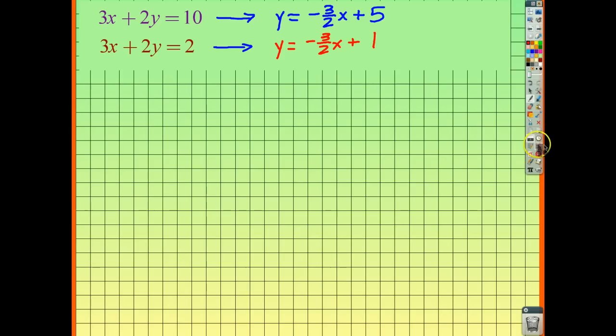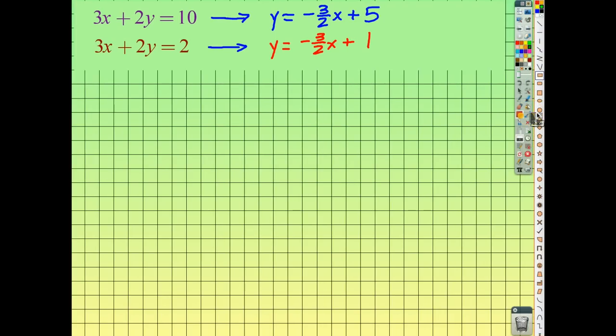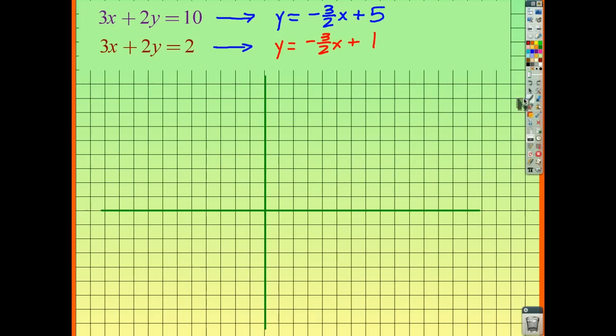Let's go ahead and graph this now. Make an x and y axis here. Make the y axis here, and we'll make the x axis along here. Whoops, I want that to be red. I'd like that to be green. Okay, so that's x, and here's y. Okay, so let's go ahead and graph it.